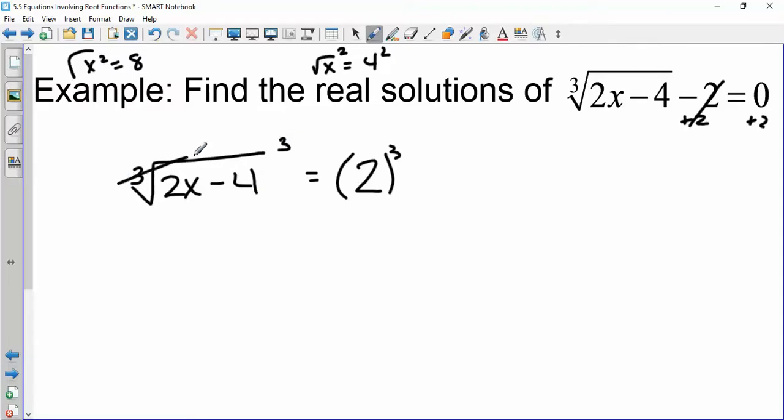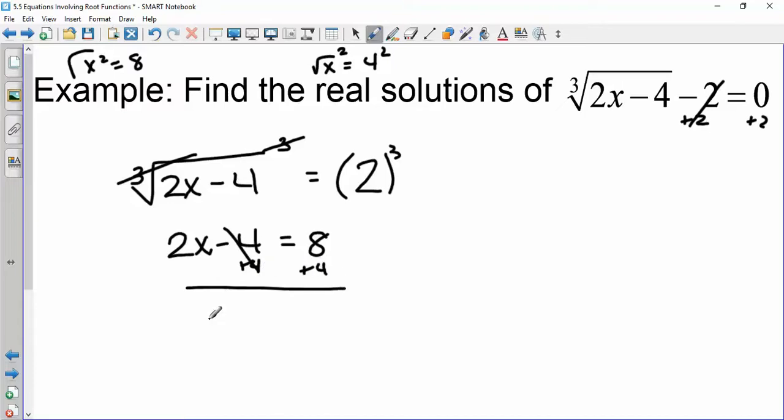So on the left, a cube root and a cube would just cancel each other out, and that radical disappears. So we have 2x minus 4 equals, what is 2 to the third? 8. So now we can solve this. Add over the 4. Divide by 2, and x is 6.